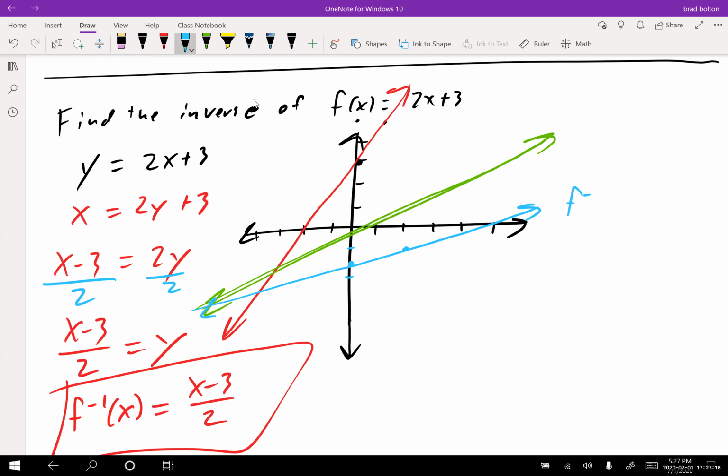This is f inverse of x. And this is f of x. And this is y equals x. So this line, y equals x, is for all inverses. That's what they reflect across. Now remember, why is that the case? Because think about this. You interchange the x's and the y's. So there's now a relationship with y equals x. So that's why they're always reflections.